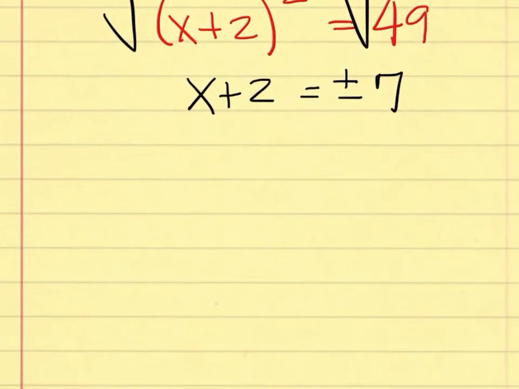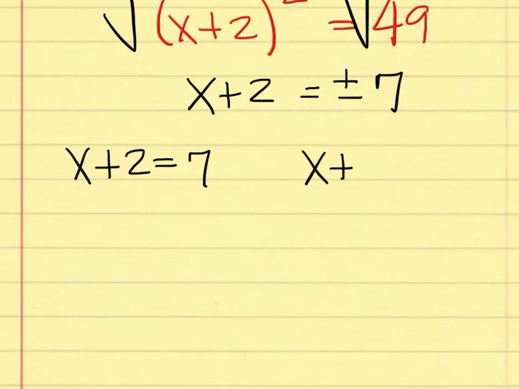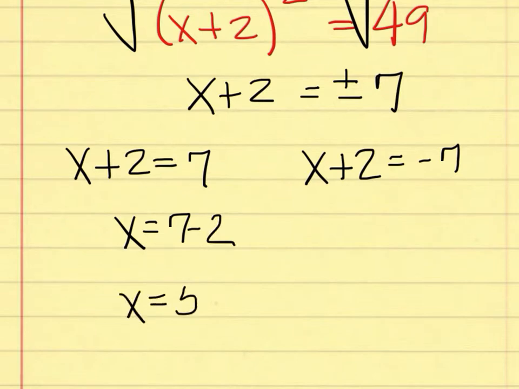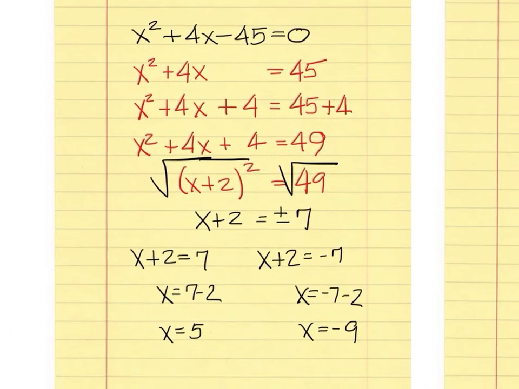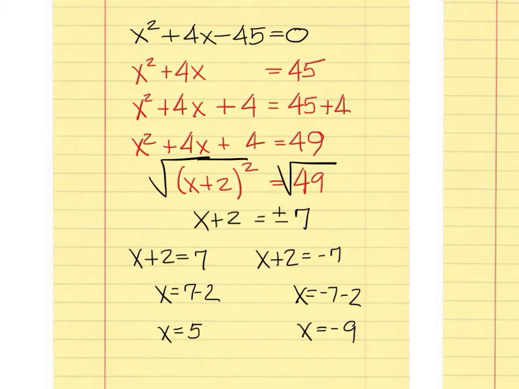You have two equations to do. X plus 2 equals 7. X plus 2 equals negative 7. 7 minus 2 is going to be 5, and negative 7 minus 2 is going to be negative 9. So 5 and negative 9 are the numbers you come up with.